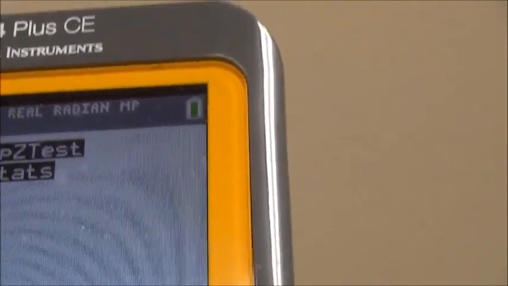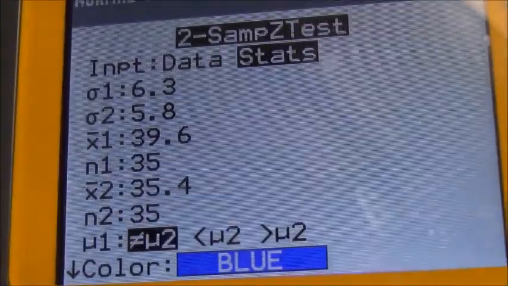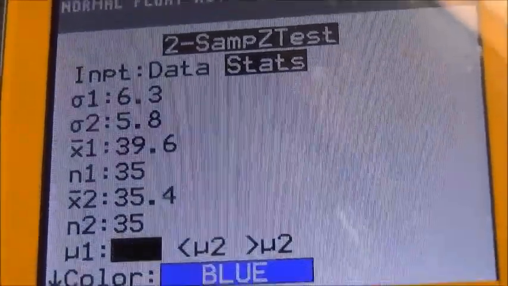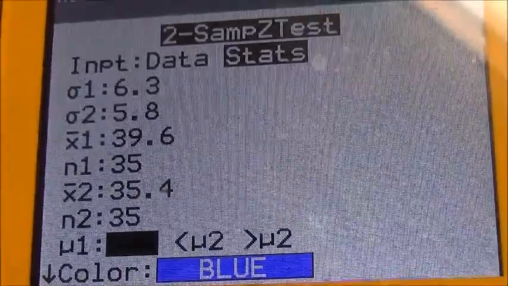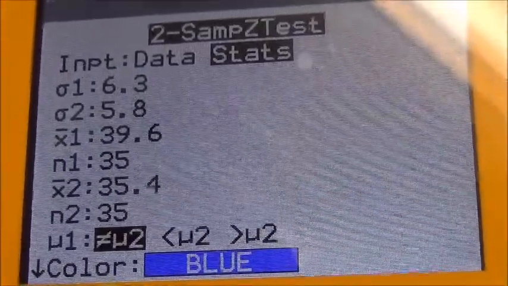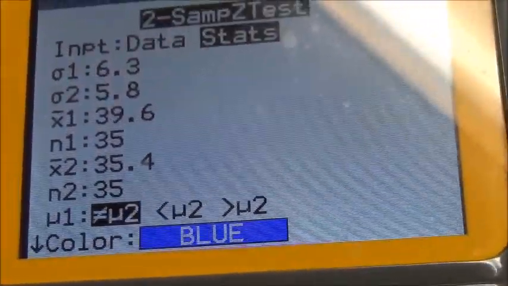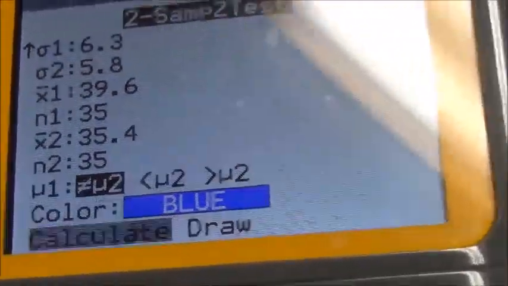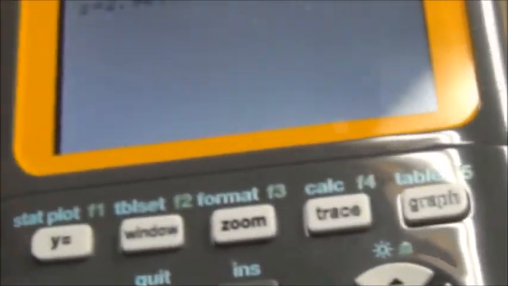Our hypothesis here, we wanted to know if there's a difference. So if it asks me if there's a difference, I'm going to use the not equal. So I'm going to make sure it's blinking on the not equal. Once I've got my data in there, standard deviation 1 is 6.3, standard deviation 2 is 5.8, mean 1 is 39.6, N1 is 35, mean 2 is 35.4, N2 is 35, and then mean 1 is not equal to 2. I'm going to cursor down to where it says calculate, and I'm going to enter on that.